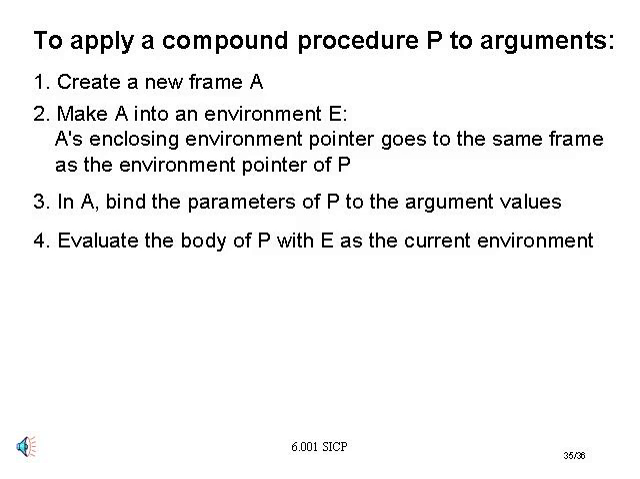Step 1, you create a new frame A. Step 2, you convert that frame into an environment by taking A and having its enclosing environment pointer go to the same frame as the environment pointer of the procedure P. That's very important. It says frame A will inherit the same environment as the procedure inherited. Step 3 says within frame A, you take the formal parameters of the procedure and you bind them to the argument values that were passed in. And then finally, step 4, you evaluate the body of the procedure with respect to this environment E.